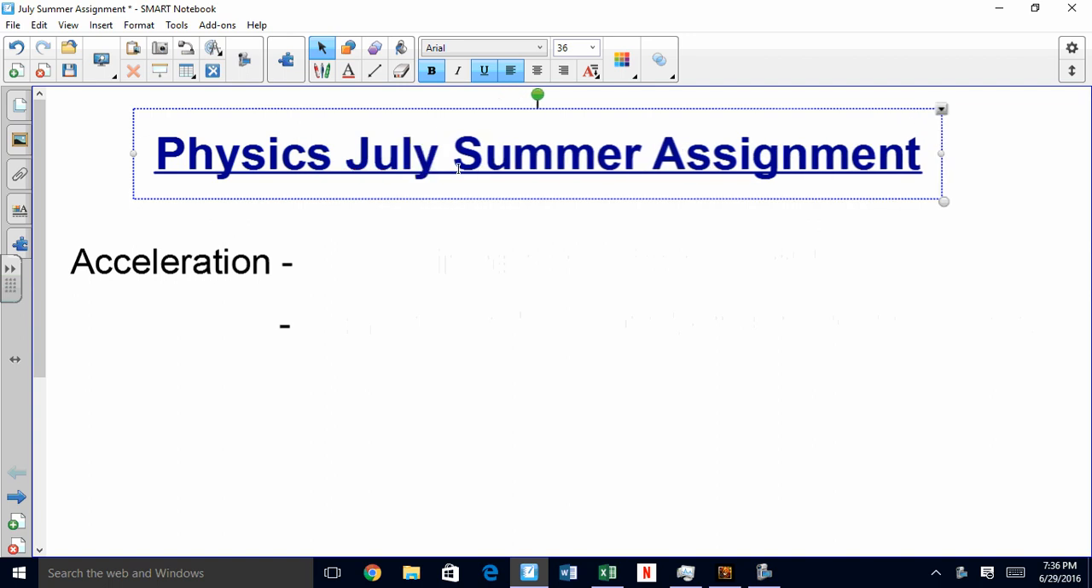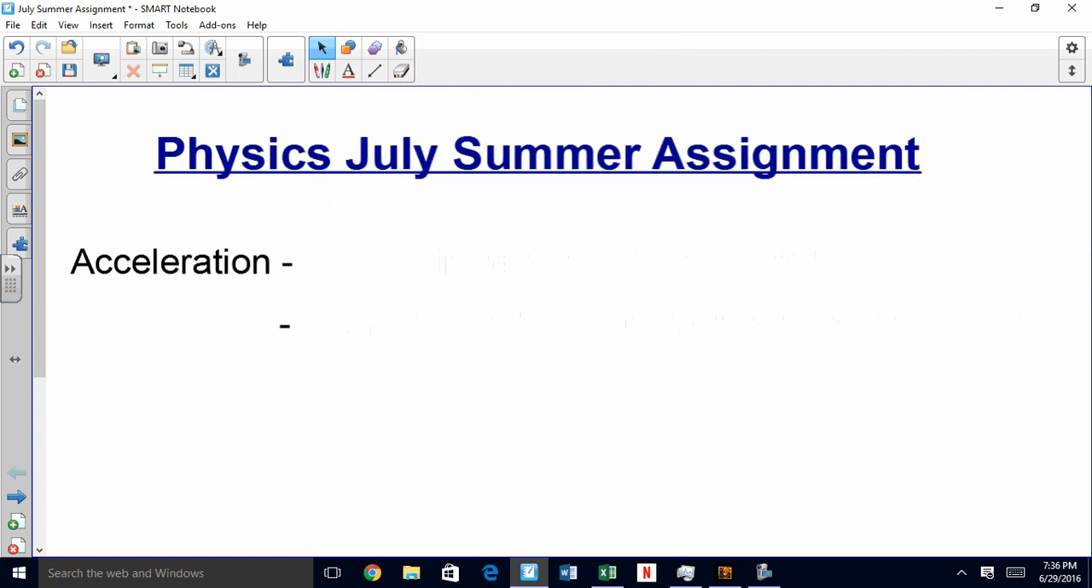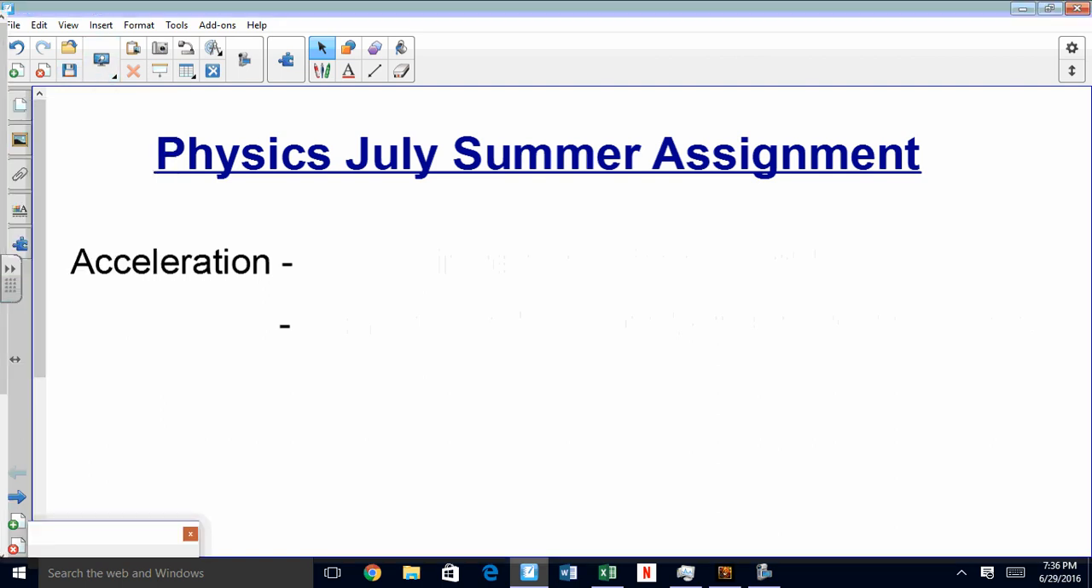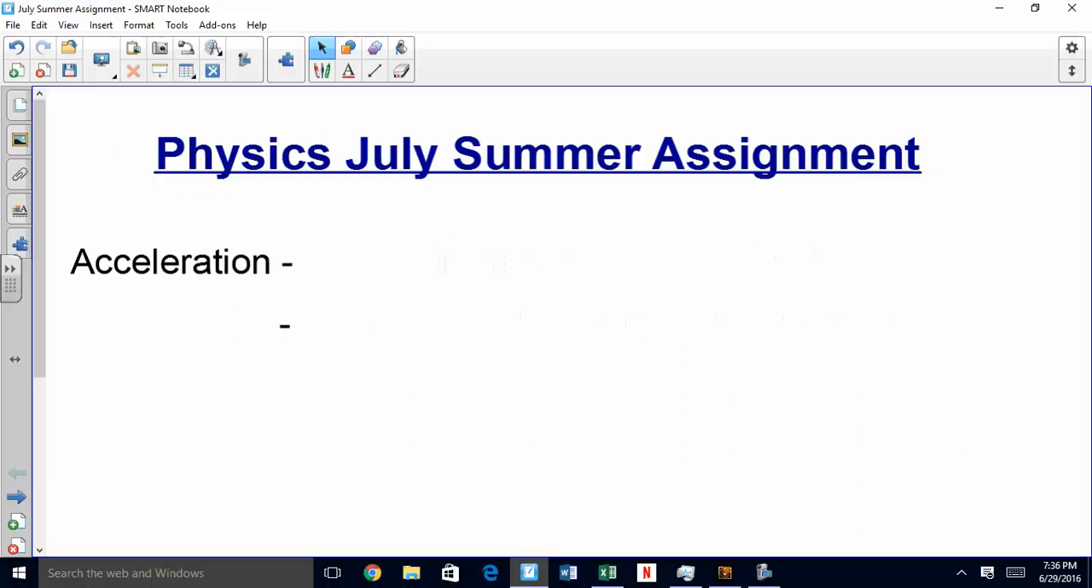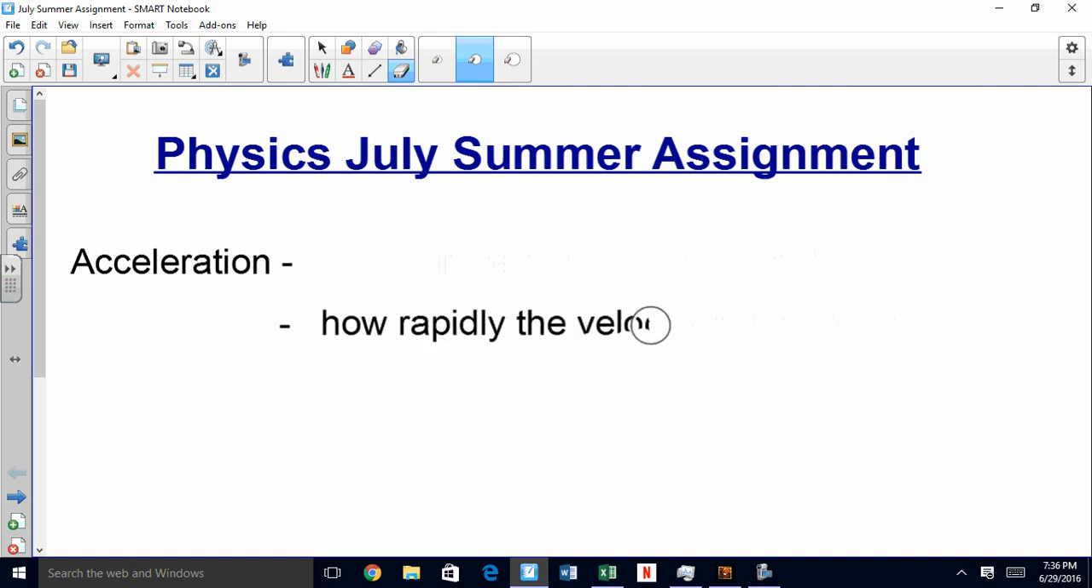July. In this month's lesson, we're going to be working on acceleration, and we'll just start out with the definition. A lot of people actually mistake acceleration with velocity, so it's something you want to be a little bit careful about. Acceleration is actually how quickly velocity changes. I'll give you the second definition first. It's how rapidly the velocity increases or decreases, how rapidly it changes.